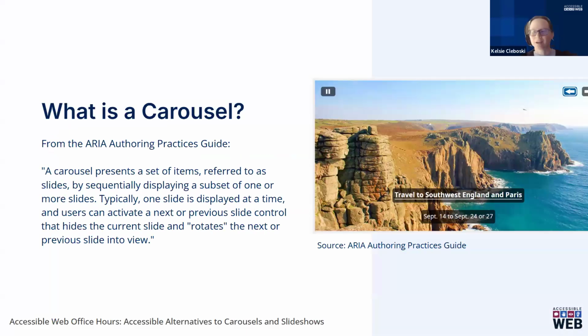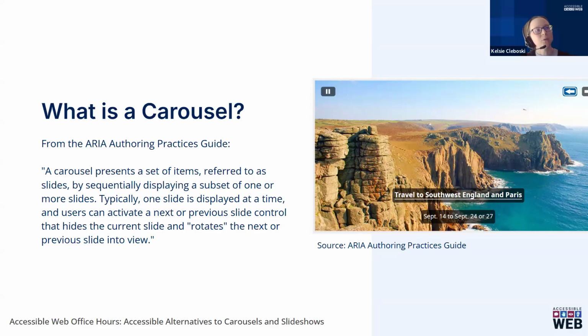So first, what is a carousel? So just want to make sure we're on the same page and understanding what type of interactive widget we're talking about here, which is commonly used in web design. We see this a lot in marketing websites and other content for users to be able to browse through sections of content, which might be images, it might be marketing banners, it might be all sorts of different types of content. But from the ARIA Authoring Practices Guide, the definition is a carousel presents a set of items referred to as slides by sequentially displaying a subset of one or more slides. Typically, one slide is displayed at a time.